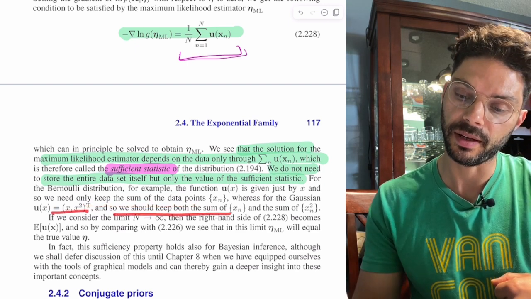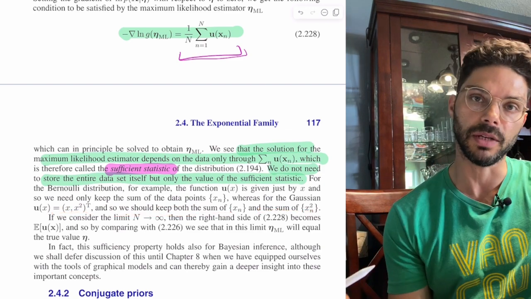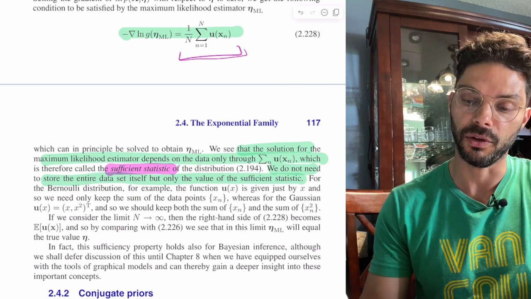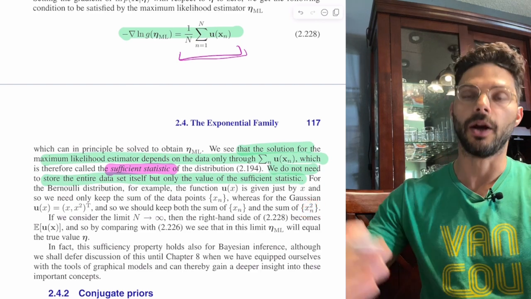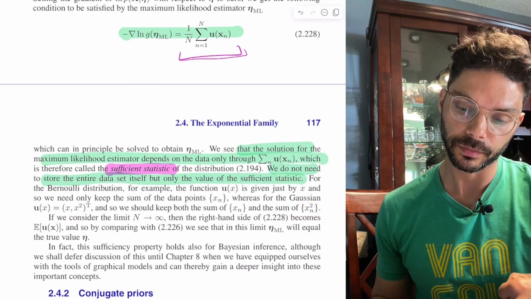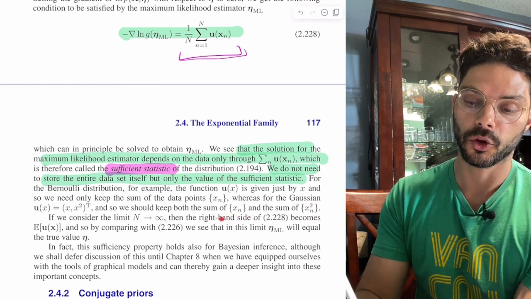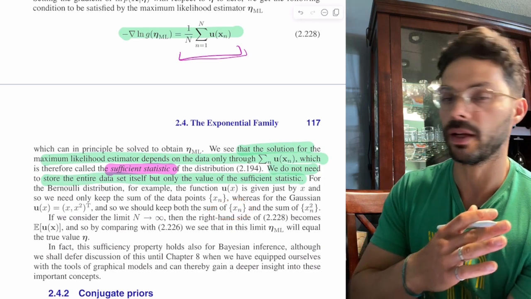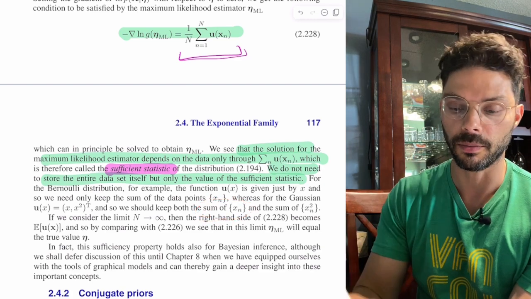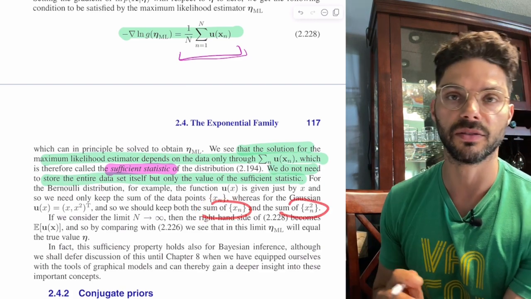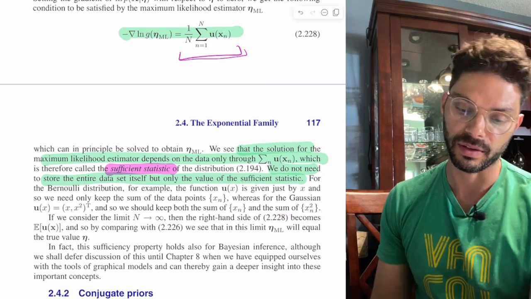So that's really cool. We need only keep the sum of the data points, whereas for the Gaussian, we should keep both the sum of xn and the sum of xn squared. And that makes sense for the Gaussian, right? Because the Gaussian has two parameters: one of them is a mean, one of them is a variance. So it makes sense that the x of n gives you a sense of the mean, and maybe the xn squared tells you something about the variance. But the cool thing is that all you need to keep is just their sum. So if you have millions of data points, all you need is these short summaries, the sum of x of n and the sum of x of n squared, to tell you what distribution they're coming from. You don't need to keep the entire data set that you've received.